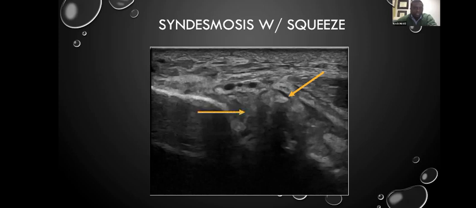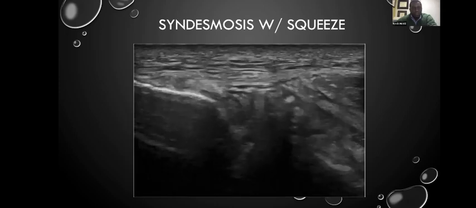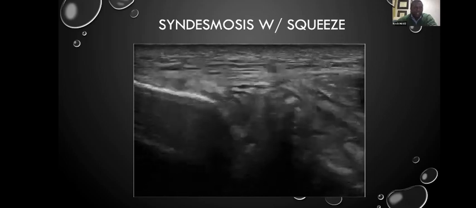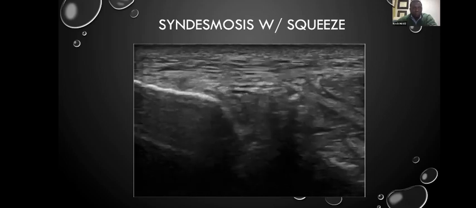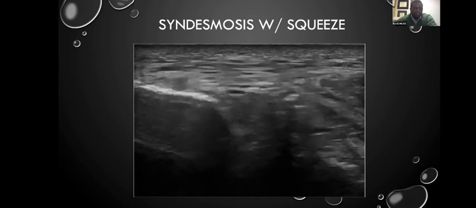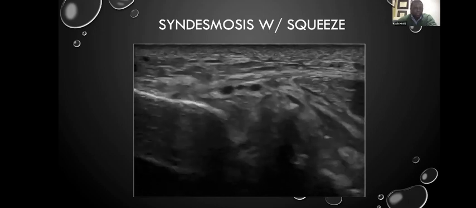And then also you once again see that instead of seeing the ligament like we did in the first image, we're just seeing some hypoechoic material in between the joint. And once you do the squeeze, we're actually seeing it go in and out. So once again, this is where the ligament should be. So here we're going to say this patient has a prior injury to the AITFL.